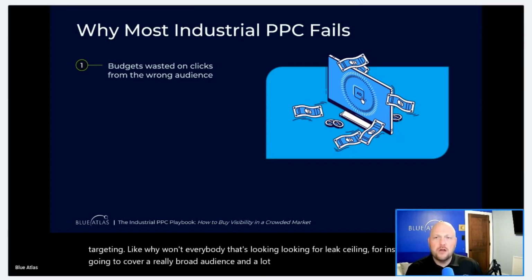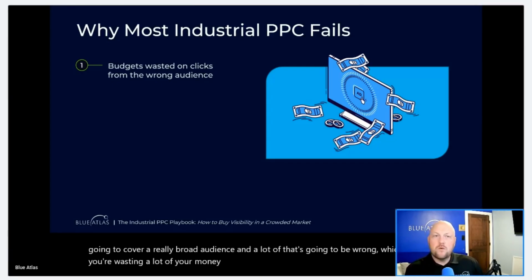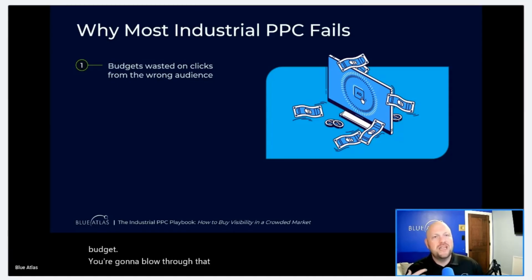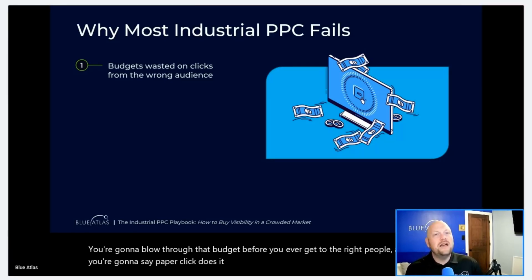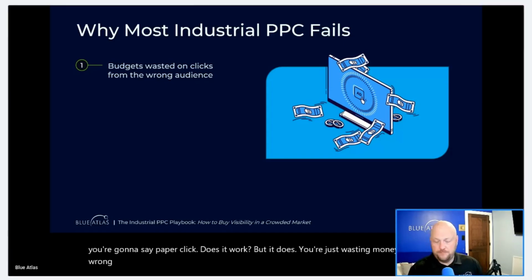And a lot of that's going to be wrong, which means you're wasting a lot of your money on clicks from the wrong people. And if you have a small budget, you're going to blow through that budget before you ever get to the right people. And then you're going to say, pay-per-click doesn't work. But it does. You're just wasting money on the wrong audience and the wrong people.